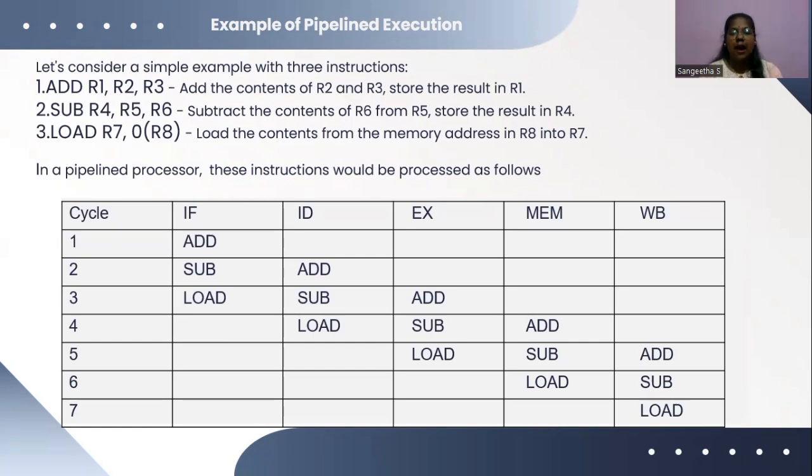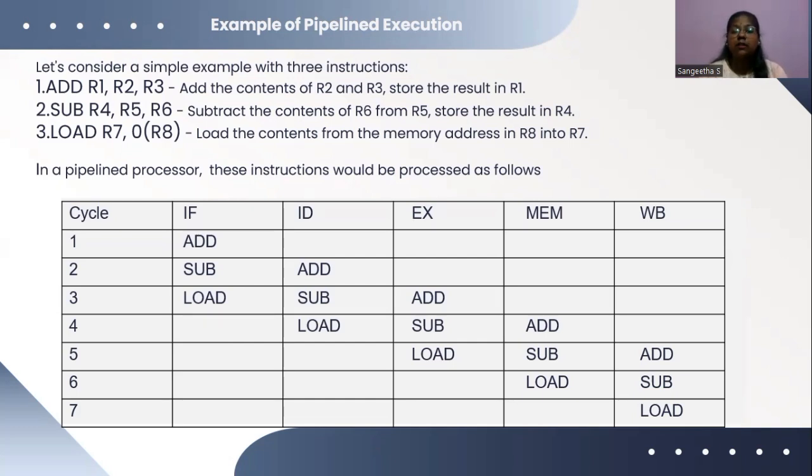The first instruction is add. So first it fetches the add instruction. After fetching, in the second cycle, the decode of addition takes place. Simultaneously, another instruction, the subtraction instruction, will be fetched. At the same time, fetching of subtraction and decoding of the addition instruction take place. This is the second cycle.